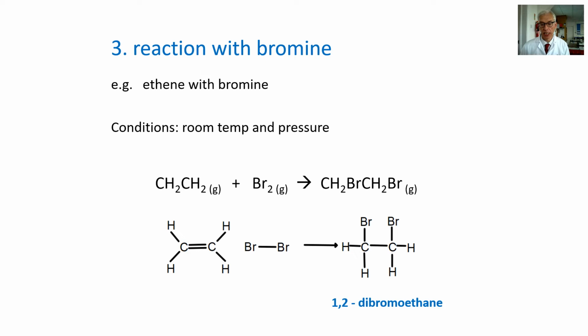So the displayed formula adds a bromine to each of the carbons. So each carbon of the double bond picks up a bromine. So our product is a dibromo, but it's 1,2-dibromo. So we've got bromine picked up on each carbon of the double bond. So the carbons here each pick up one additional atom. The double bond is lost and the single bond remains.